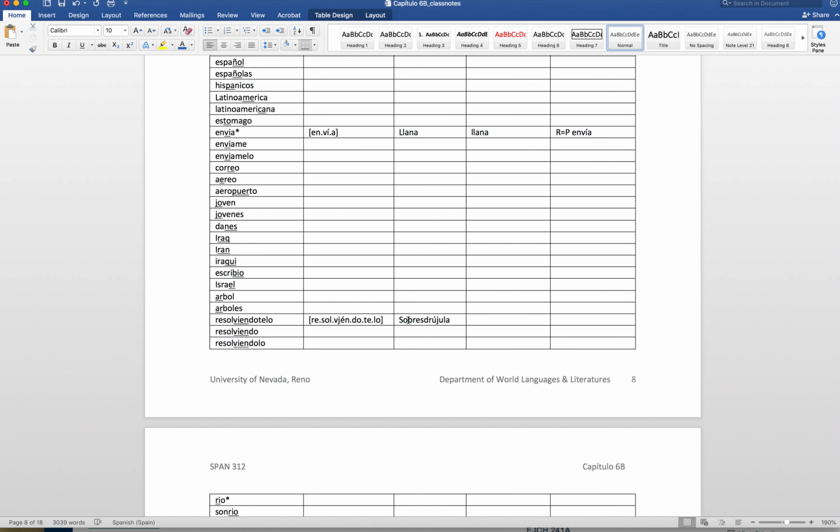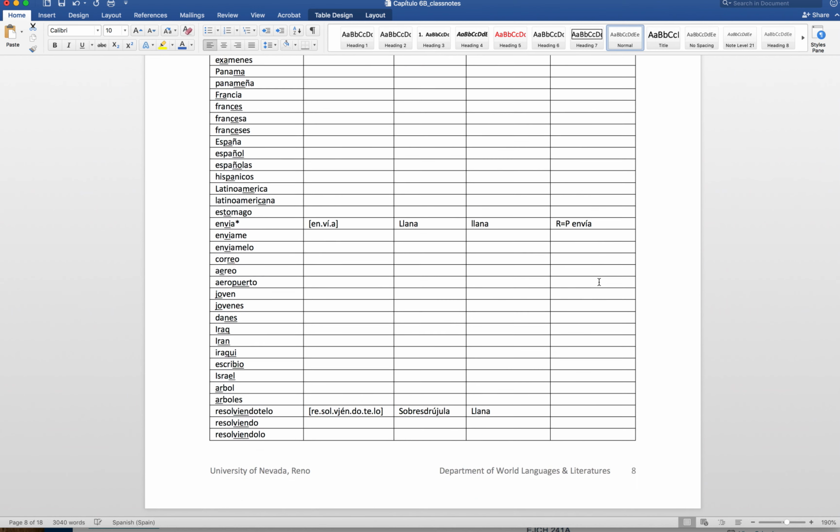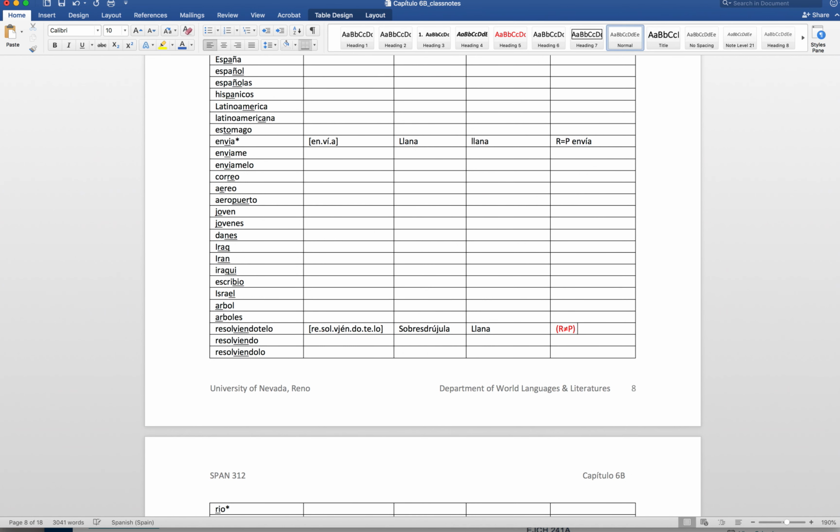What does the rule say about this word? Well, it ends with a vowel, that makes it a llana. Therefore, the rule does not equal the pronunciation. Copy that there. The rule does not equal the pronunciation, therefore I know that the word is going to need an accent. That accent on the orthographic word is going to match where it is on the phonetic transcription.